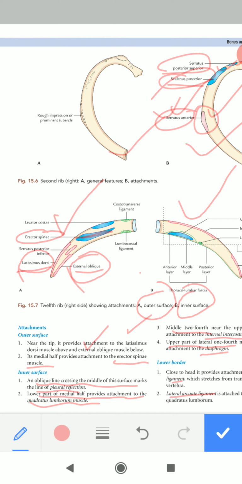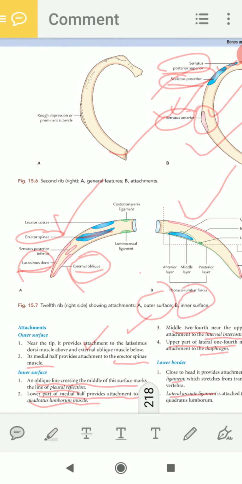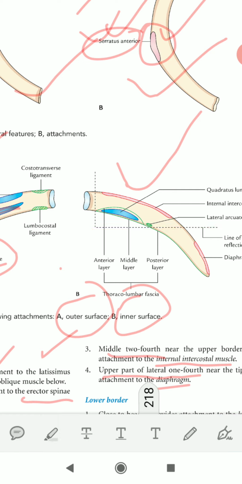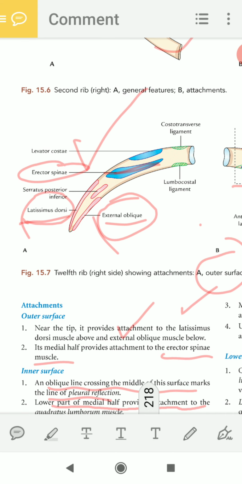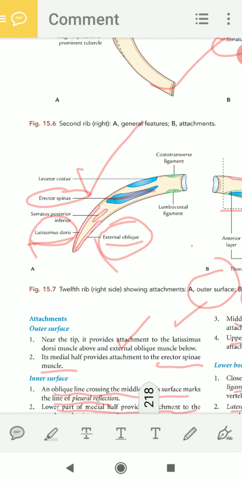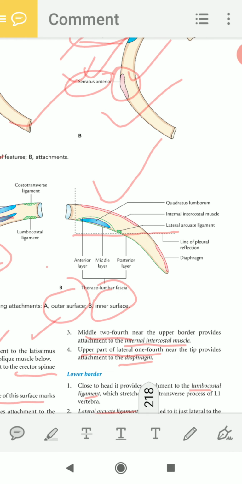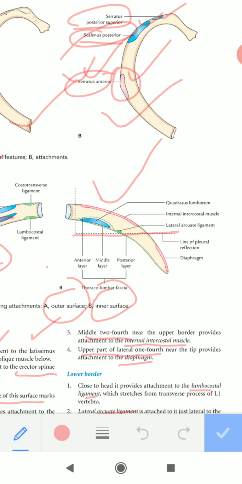And now the inner surface, there is an oblique line crossing the middle of the surface, which marks the line of pleural reflection. So in the middle of the inner surface, you can see there is an oblique line. That is the line of pleural reflection. And the lower part of the medial half provides attachment to the quadratus lumborum muscle. In the lower half, in the middle part, there is attachment of the quadratus lumborum muscle.